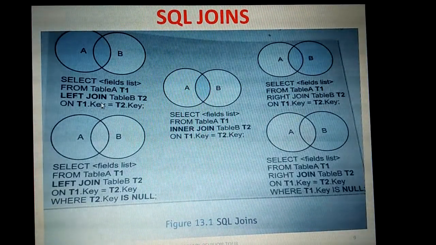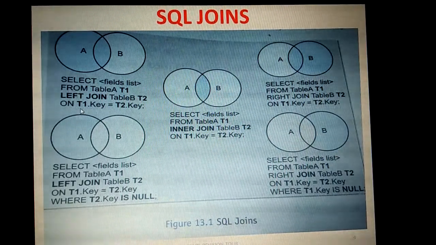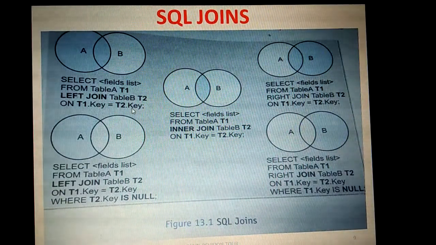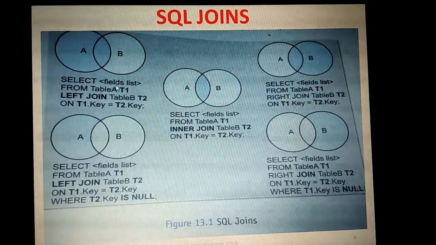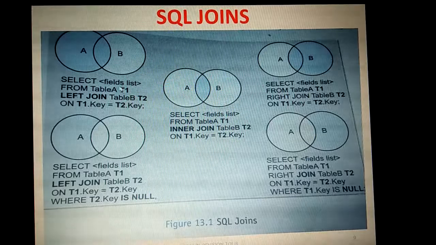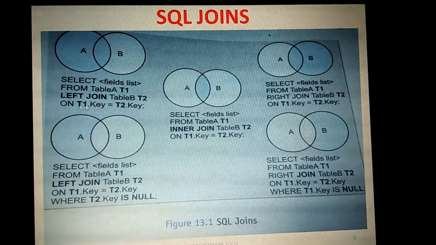See here, left join examples are given. In the first one, we didn't use the where clause, only T1.key and T2.key, both are checked here, and we are applying left join for table A and table B. So here entire A is going to be retrieved when we are applying this condition.